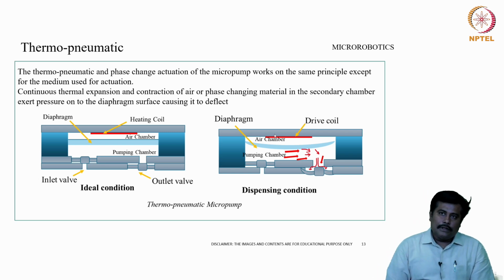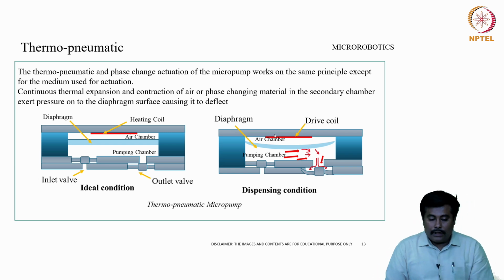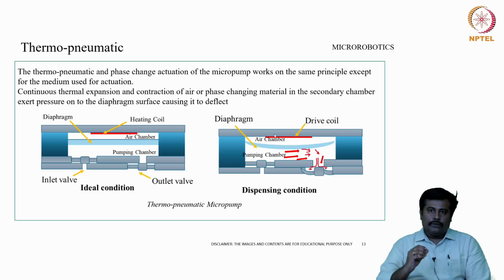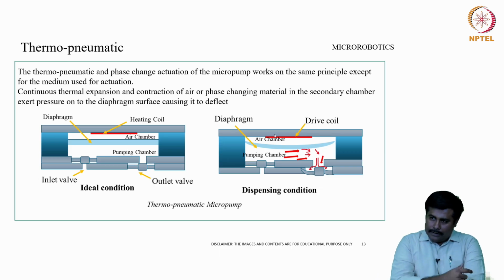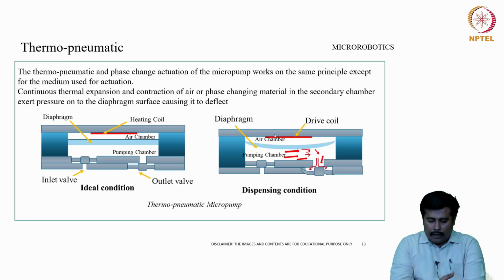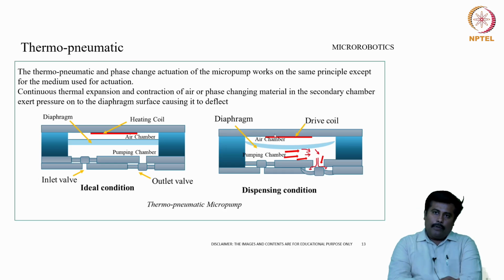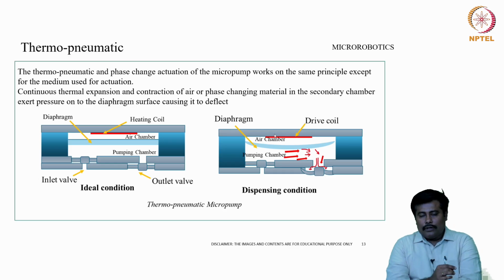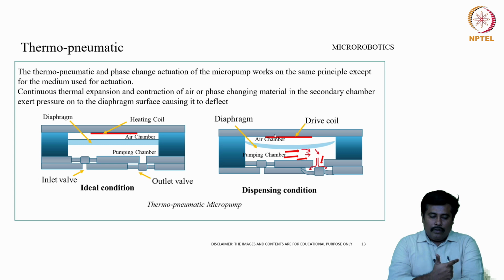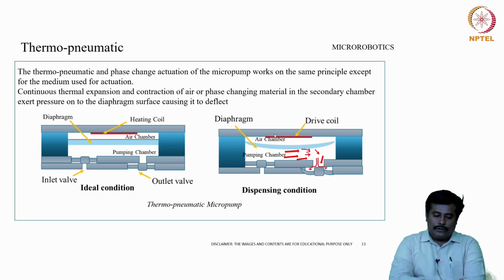Now, let us discuss one more configuration which is called thermopneumatic pumps. As the name suggests, there is going to be a thermal system in place, and then there is going to be a pneumatic system which exists over here. So, due to the variation in the thermal property, appropriately there is going to be a displacement which exists. In the case of thermopneumatic structures, a phase change actuation of the micro pump works on the principle except for the medium which is used for the actuation.